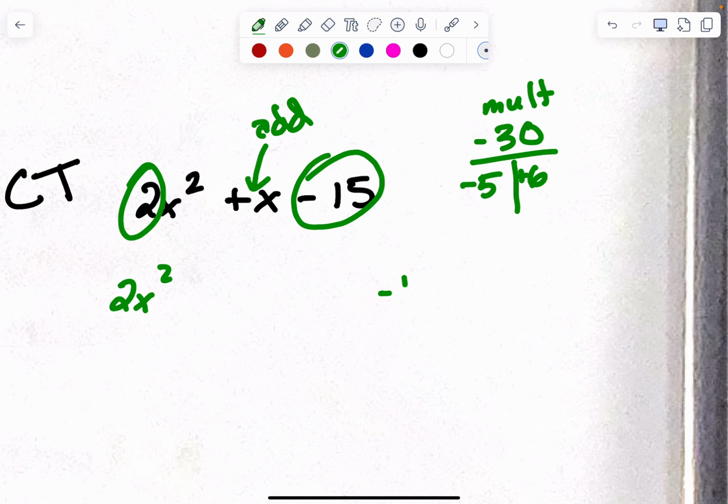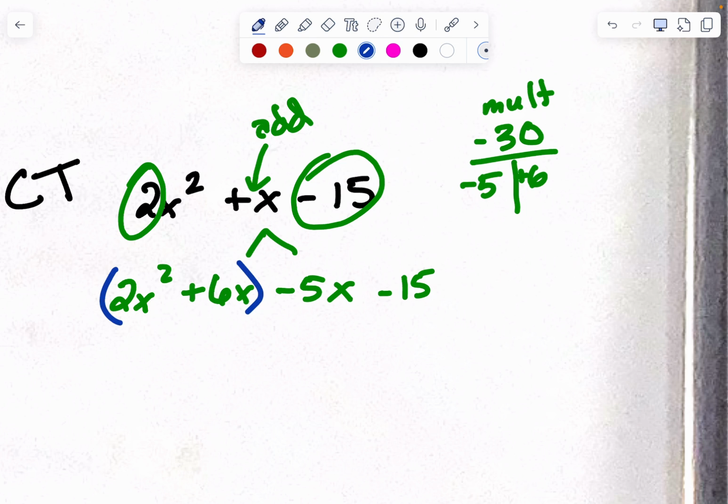2x squared minus 15. The x splits in 2. What order do you want to go in? Plus 6x minus 5x. It doesn't matter. You can put those in a different order. So that's all we gotta do? Okay, factor by grouping. Factor by grouping.